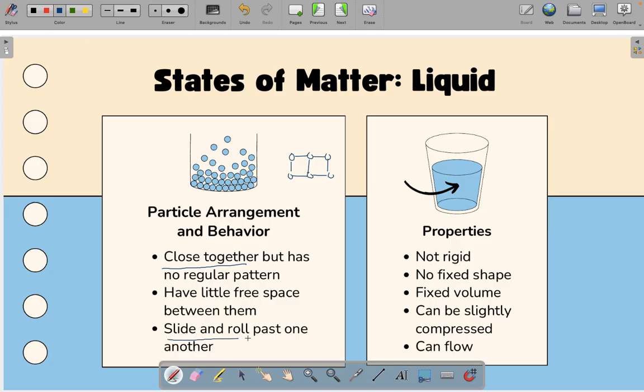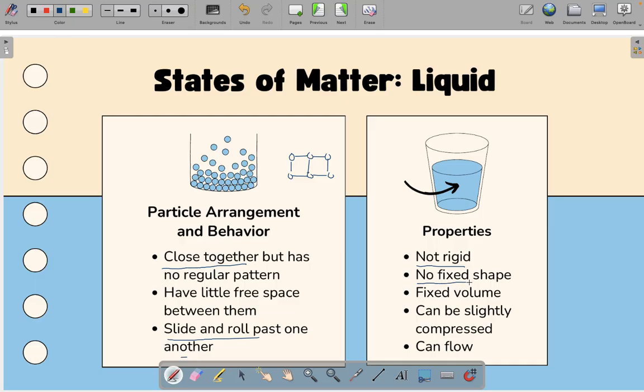However, they can slide and roll past each other. So the particles can slide past each other, right? You can imagine if you are pouring this into another beaker, the particles can slide past each other. So because of this arrangement of particles, liquid has the following properties. The first thing is it is not rigid, unlike solid. If you pass your hands across liquid, you will be able to pass your hand freely, right? Although there is some resistance from liquid when compared to air, you can pass your hands through a liquid, but it is not possible in case of a solid, right?